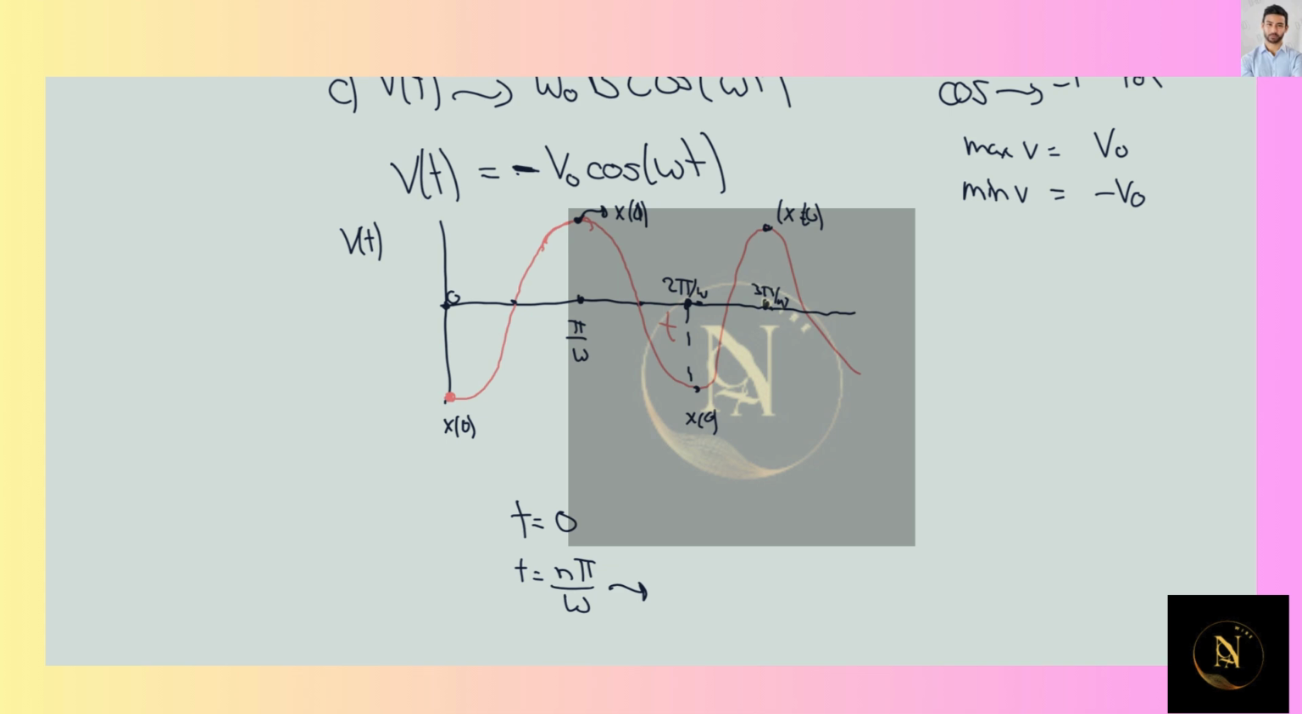Remember that this is because cosine of n times pi is going to be either plus 1 or minus 1.